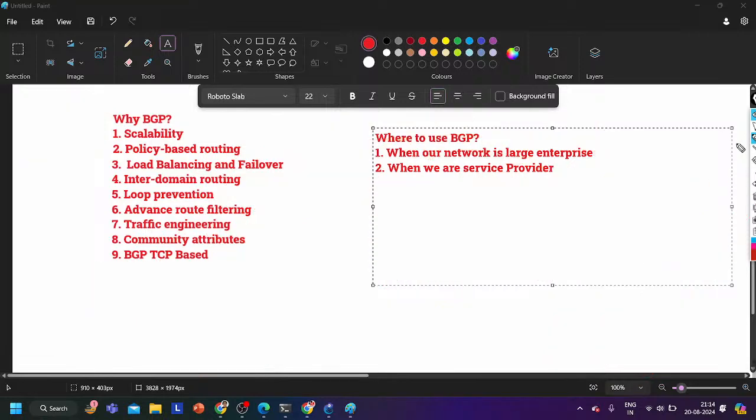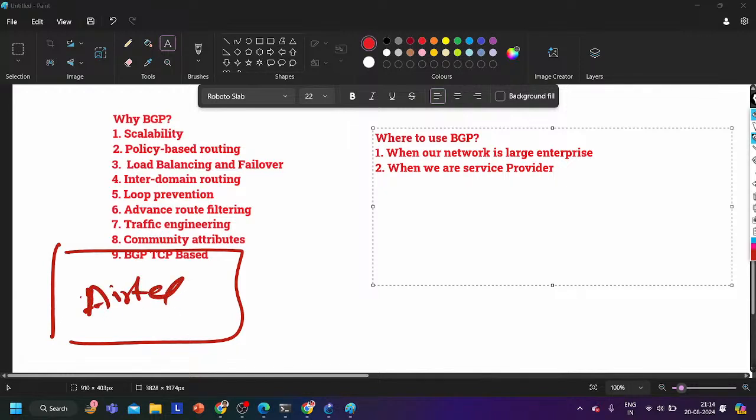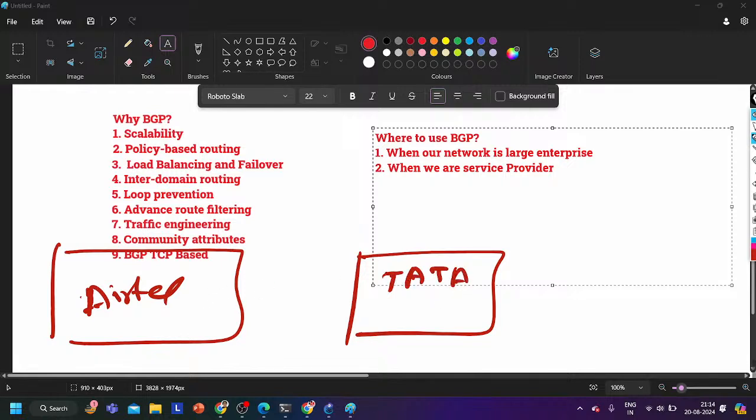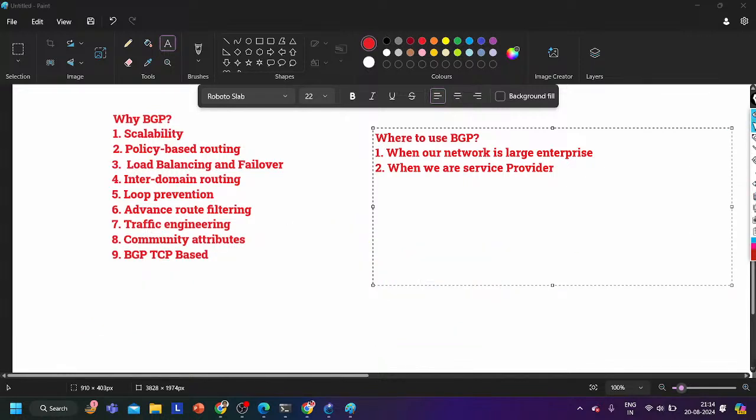Between two service providers also, what will we use? Like this, this is one service provider, which is, let's say, Airtel. Airtel is a service provider in India, right? Like this, another service provider is Tata. These two are service providers in India, guys, right? So service provider networks are also directly connected with each other. So between service provider networks also we will be using BGP routing protocol only. Correct?